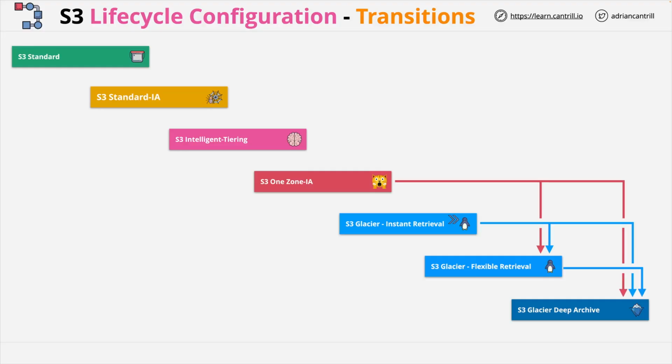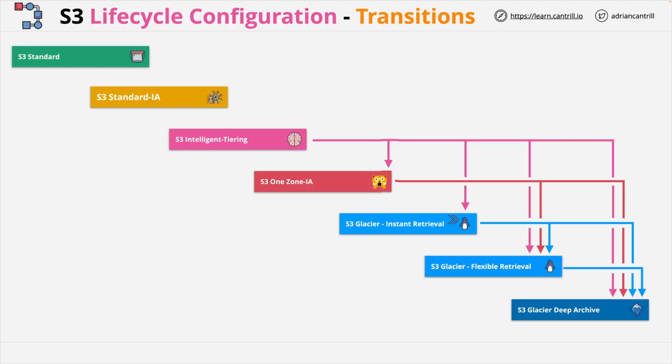Importantly, not into Glacier instant retrieval. This is one of the exceptions that you need to be aware of. Intelligent tiering, this one can transition into one zone infrequent access, Glacier instant, Glacier flexible, and Glacier deep archive.